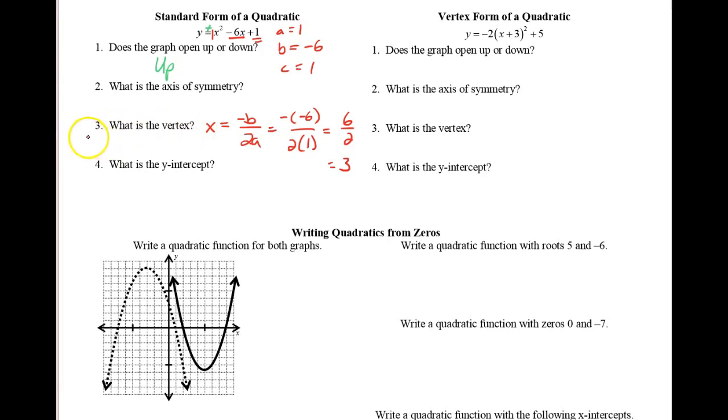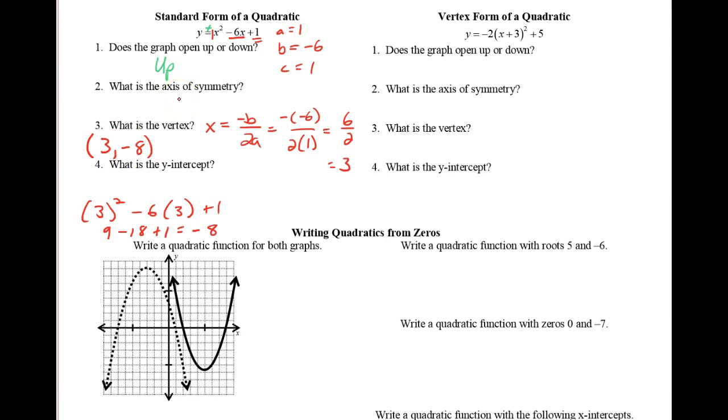When I'm finding the vertex, this negative b over 2a gives me the x value. If that's my input, to find my output, I just take that 3 and plug it in. I'm going to use the space down here. So it's going to be 3 squared minus 6 times 3 plus 1. So 9 minus 18 plus 1, that's -9 plus 1 is -8. So my vertex is at (3, -8).